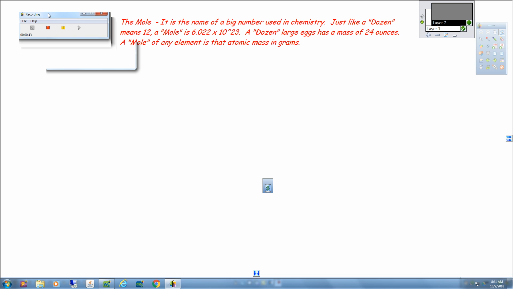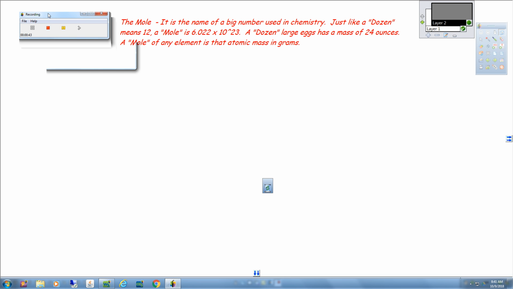So just like a dozen means 12, a dozen large eggs has a mass of 24 ounces. Well, it turns out a mole of any element has a mass equal to the atomic mass of that element, and it's found on the periodic table. So definitely write this down. For carbon, if I needed a mole of carbon, or an exact number of carbon atoms, like 6.02 times 10 to the 23rd, or half that, 3.01 times 10 to the 23rd, I could just go to the periodic table, find the atomic mass, which is 12, and if I pour out 12 grams, I'm actually getting a mole of carbon, or 6.02 times 10 to the 23rd atoms of carbon.